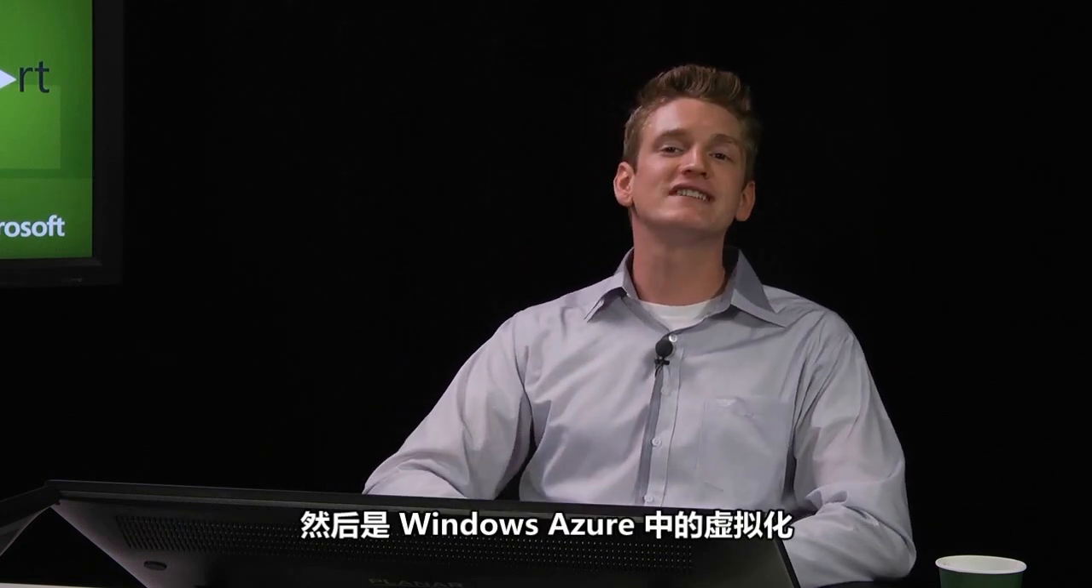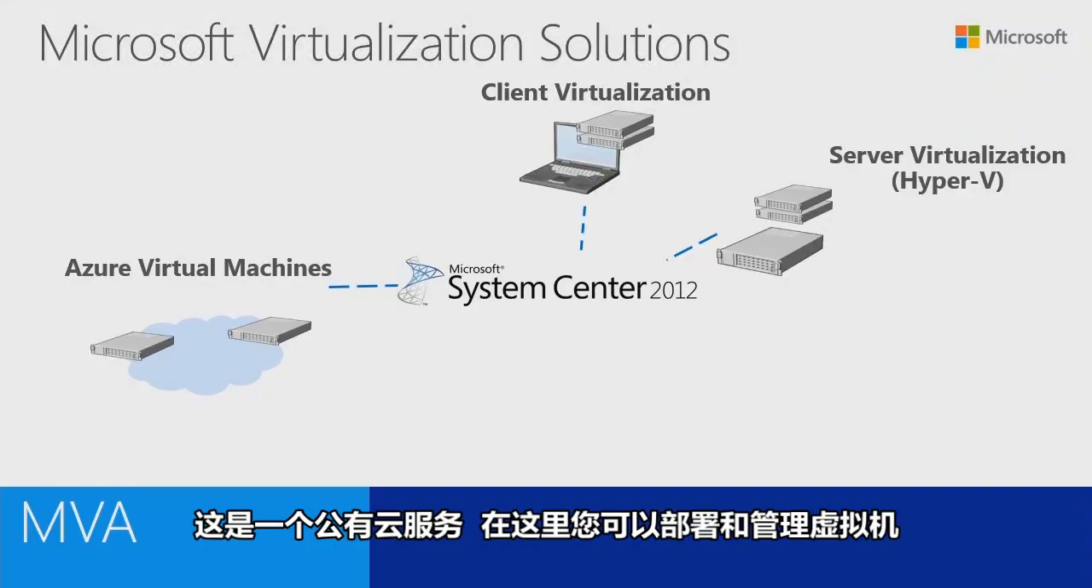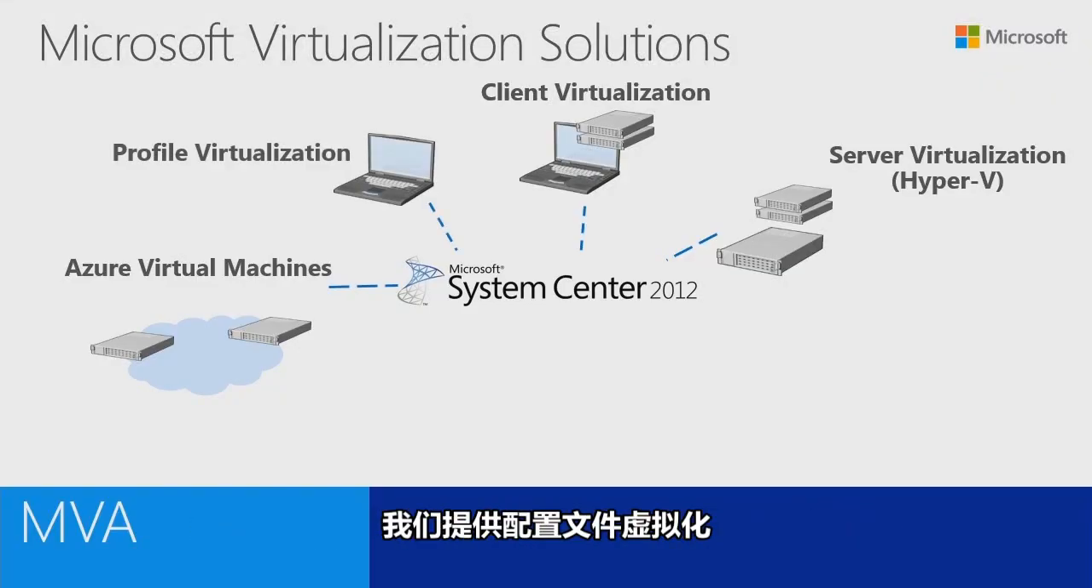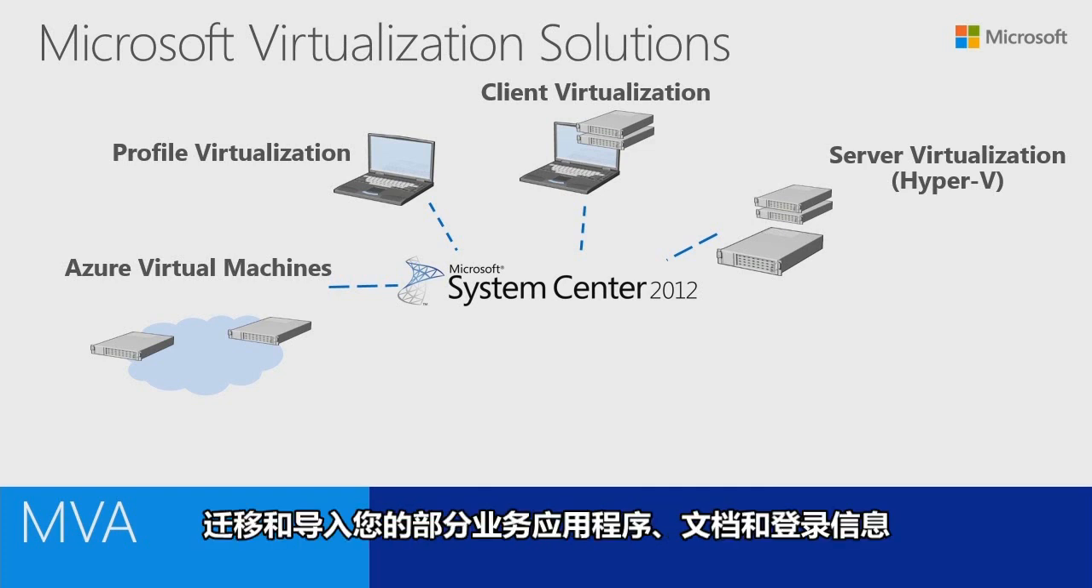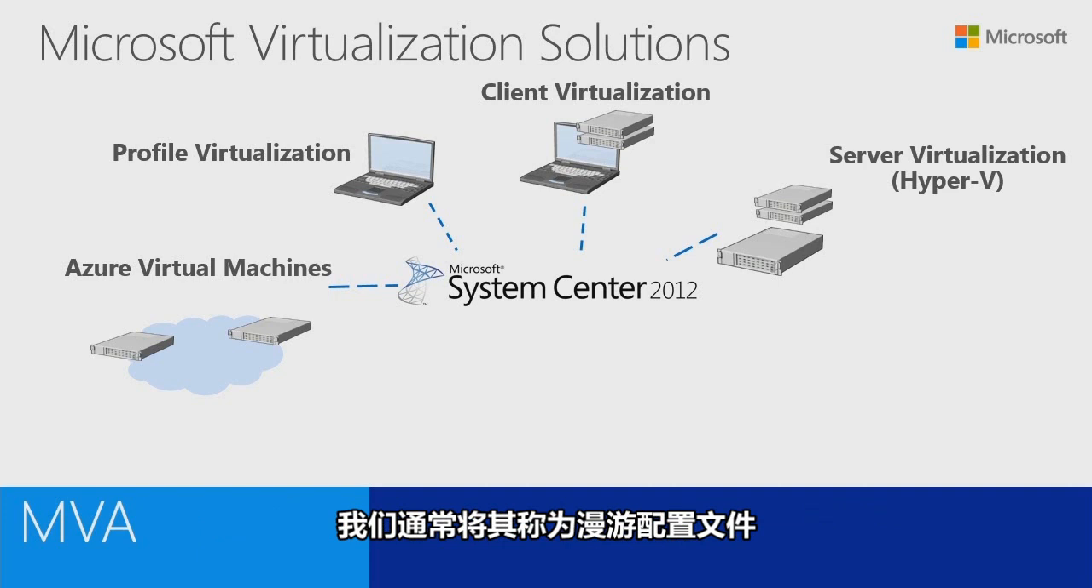We then have virtualization in Windows Azure, our public cloud service, where you can deploy and manage your virtual machines there. We offer what's called profile virtualization, which essentially allows you to move important parts of your business applications, documents, log-on information between different laptops, between different machines, as you go to different parts of your data center, different parts of your environment, what we often call roaming profiles.